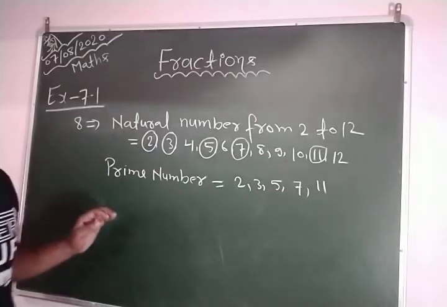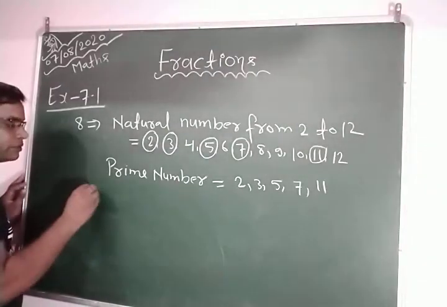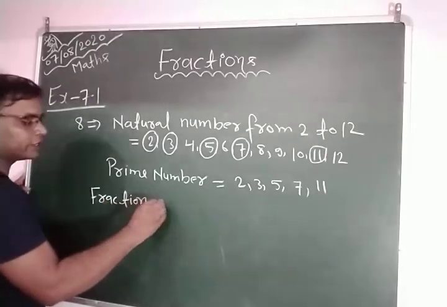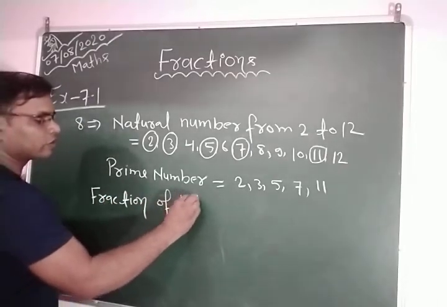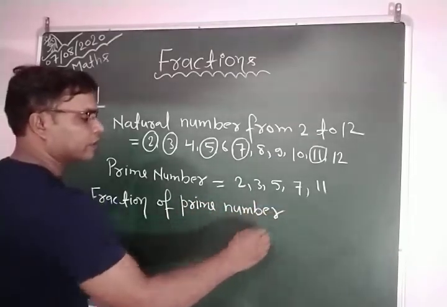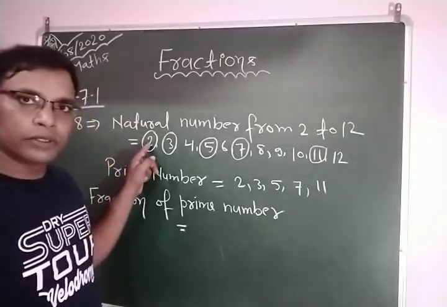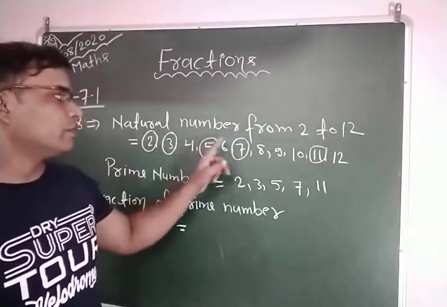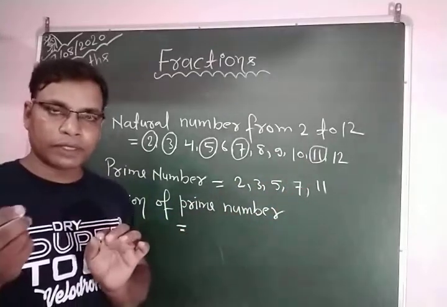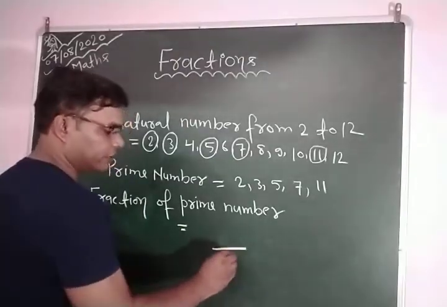So we find here the fraction of prime numbers. What fraction of the numbers are prime? We write here the fraction of prime numbers is equal to, what is the total number? The total is 1, 2, 3, 4, 5, 6, 7, 8, 9, 10, 11. So the total number from 2 to 12 is 11. So we write here the whole is 11.